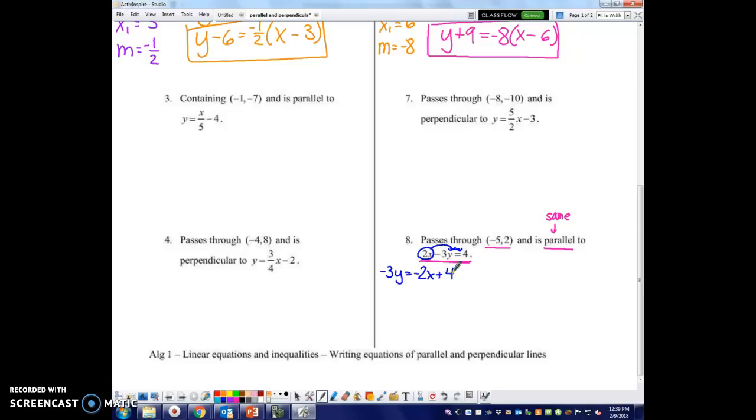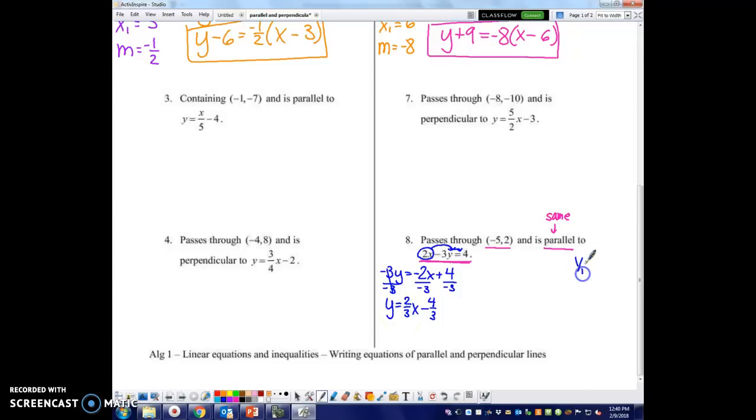Then what? Divide by negative 3. So y equals negative 2 divided by 3 is positive 2 over 3 x. Positive 4 divided by negative 3 is negative 4 over 3. Okay, so our slope is going to be the same, 2 over 3.